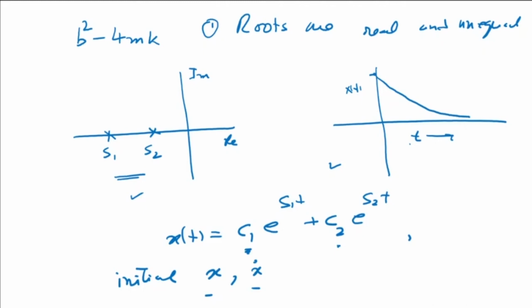Now this is one where the roots are real and unequal. Okay. Now this is basically called an overdamped system. The next case is if the roots are equal. So the second case we have is roots are equal.